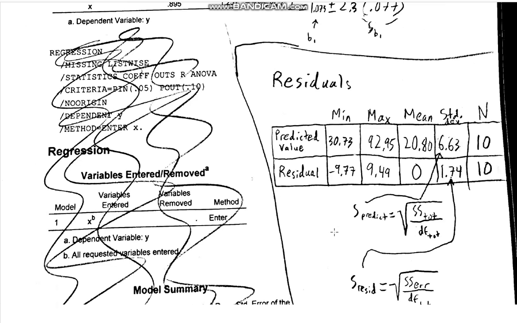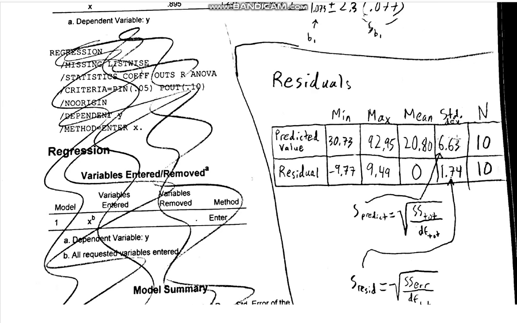Alright, and then for residuals, which the syntax didn't give us, but that's fine, it's really easy. He gave us these values. The mean of the predicted value of y will always be just the same as the mean of y that he gave us at the start. The mean predicted of the residual will be 0.